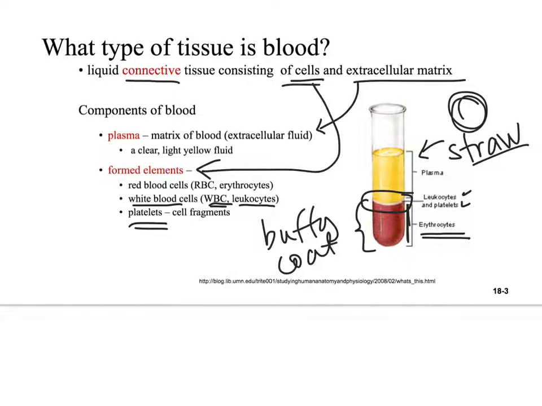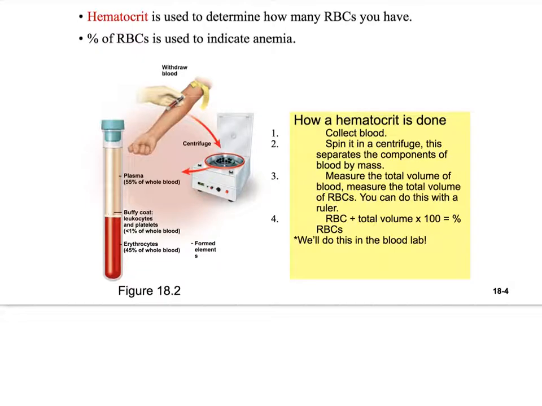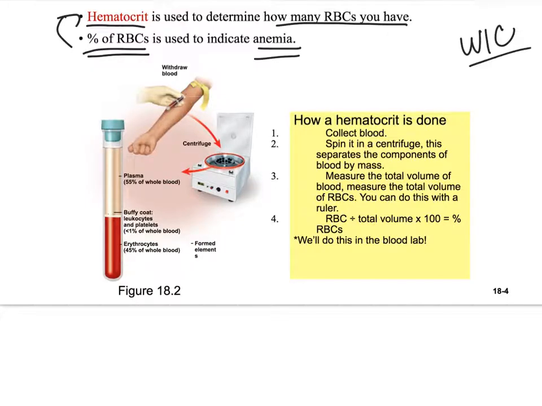Okay, so connective tissue. Here's something, just to get you started, and we'll do this in lab. This is a hematocrit. A hematocrit is a test that you do to determine how many red blood cells you have. So you can figure out your percentage of red blood cells from a hematocrit, and that's actually used to determine whether you're anemic or not. They do that when you're pregnant. If you go to WIC, which is women, infants, and children, they want to make sure that you have enough iron in your diet and you're eating healthy. So they always do a hematocrit when you go there.